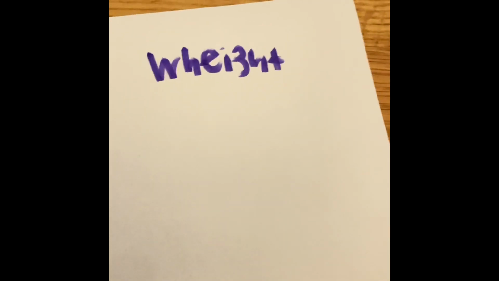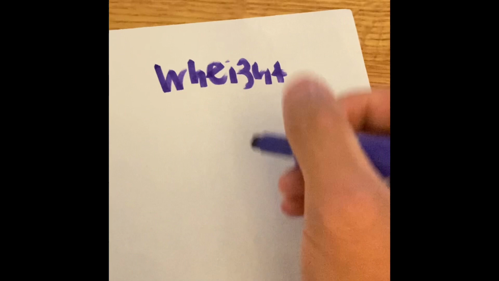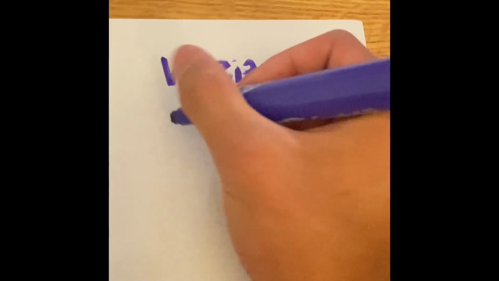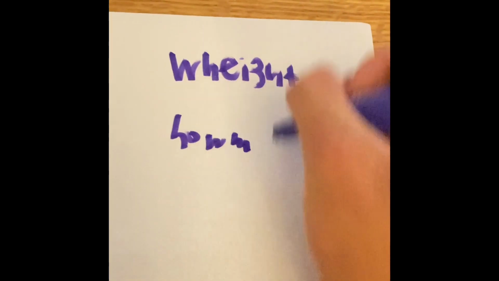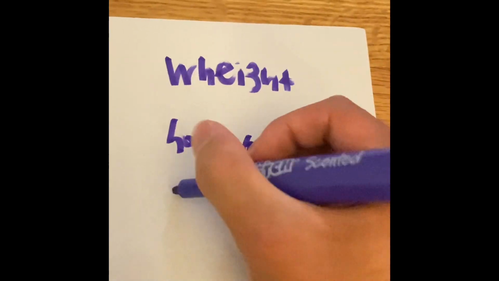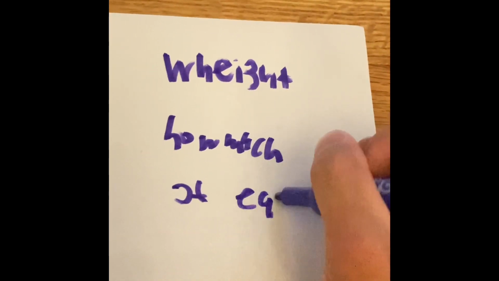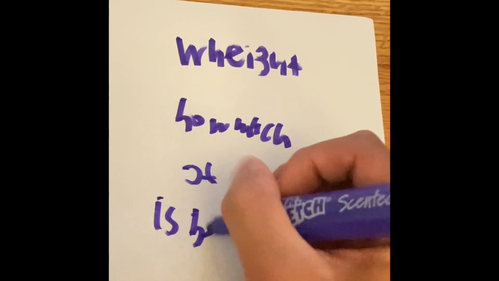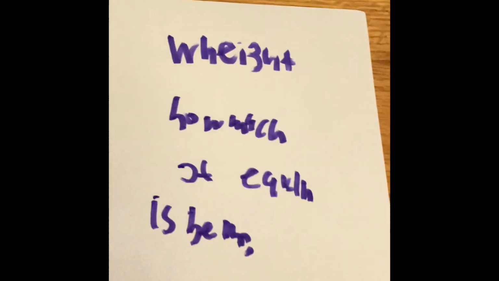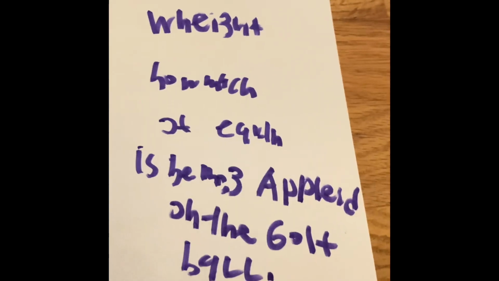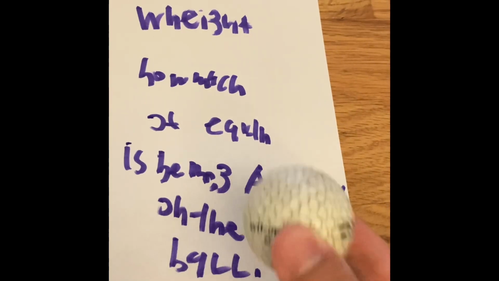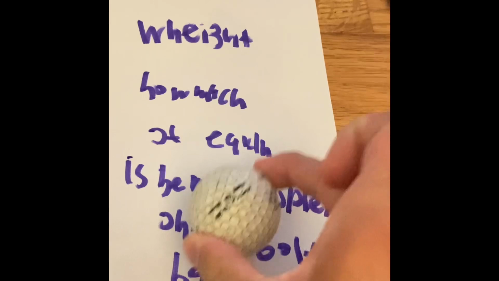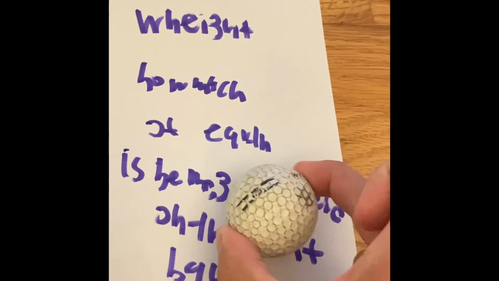The weight is a little bit different. The weight is actually going to be how much of Earth's gravity is being applied on the golf ball. So the weight is basically the Earth pulling the golf ball down to get its weight.